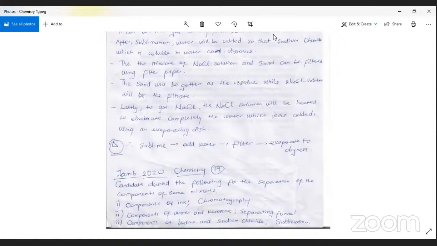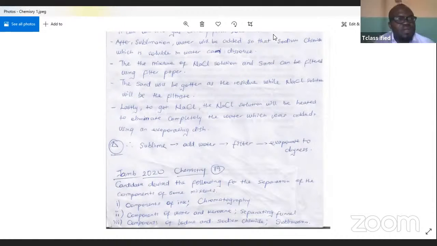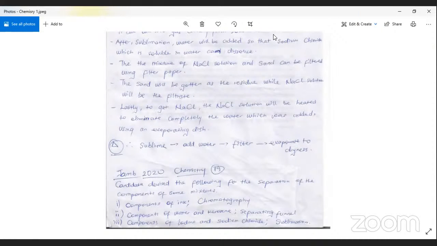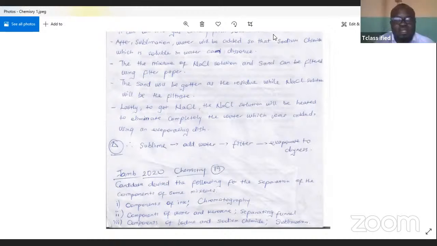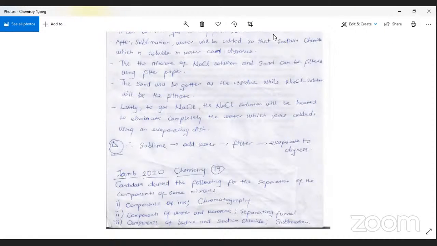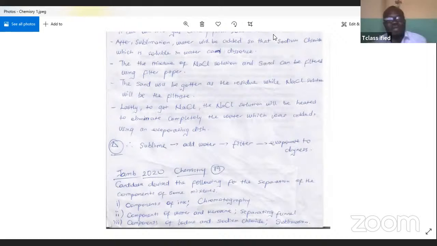Separating funnel. Good. You can use a separating funnel because water and kerosene are immiscible. Whenever you have immiscible liquids, you separate them using a separating funnel. When you mix the two, the one with bigger density is going to be below, and the one with lesser density is going to be up. So the one with bigger density goes out first, remaining the other. So you can separate two immiscible liquids using a separating funnel.